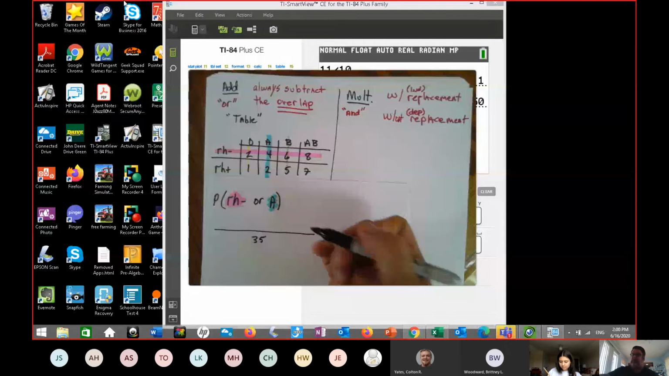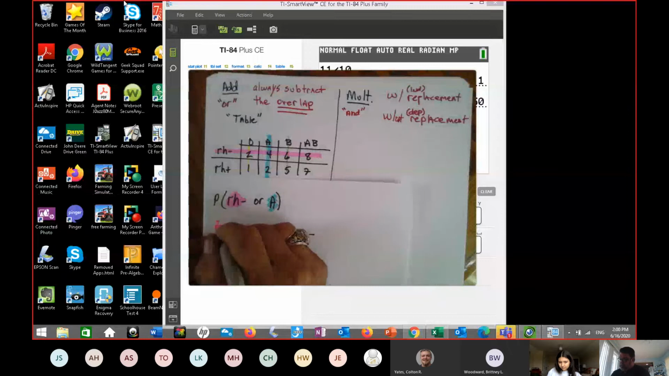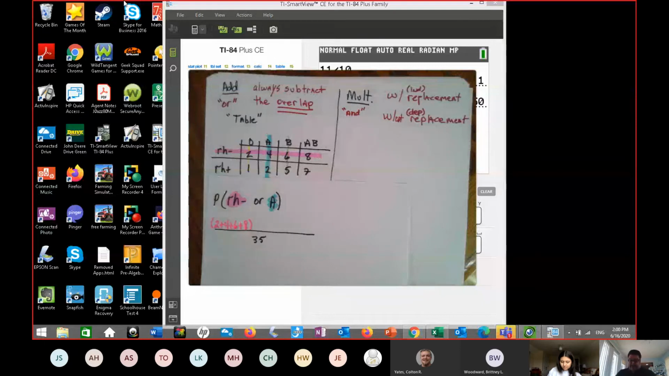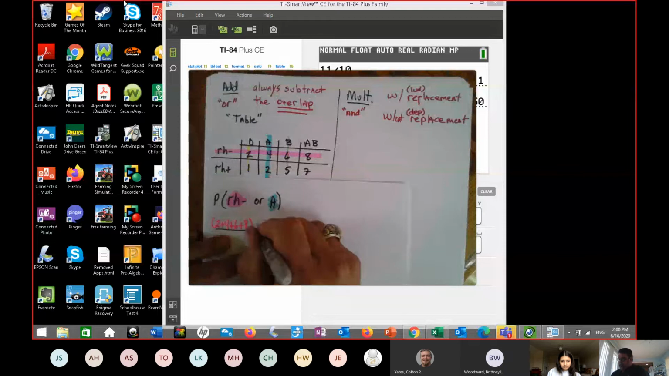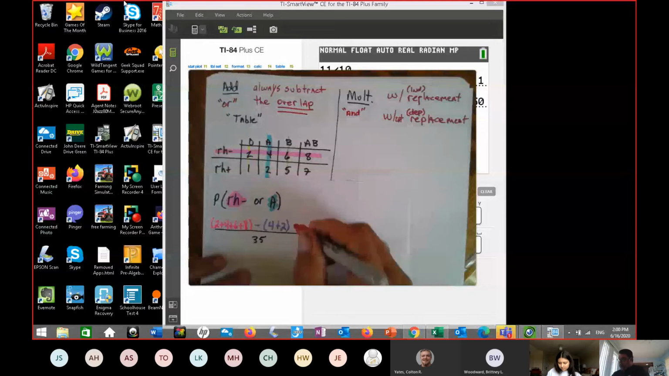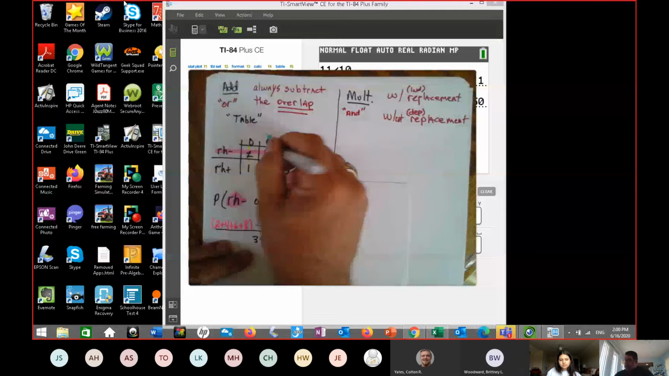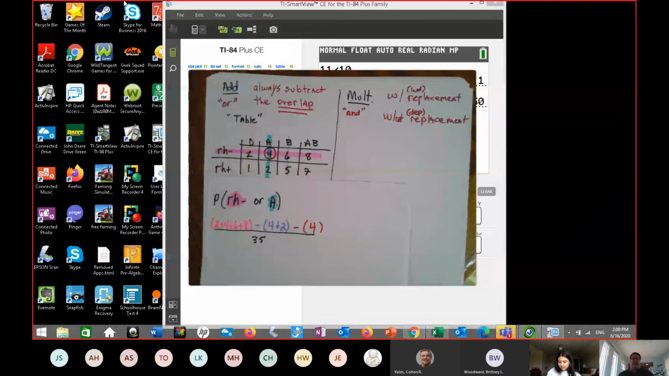So my pink is going to be 2 plus 4 plus 6 plus 8, minus my blue, which is going to be 4 plus 2, and then always minus your overlap. What is my overlap here? 4. Always minus your overlap. And now we're ready to do the math.